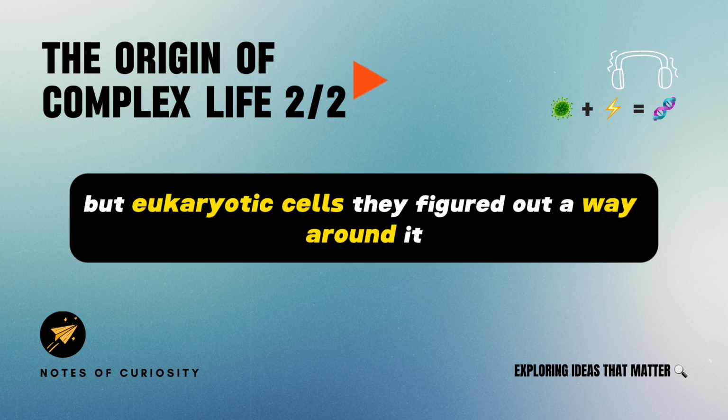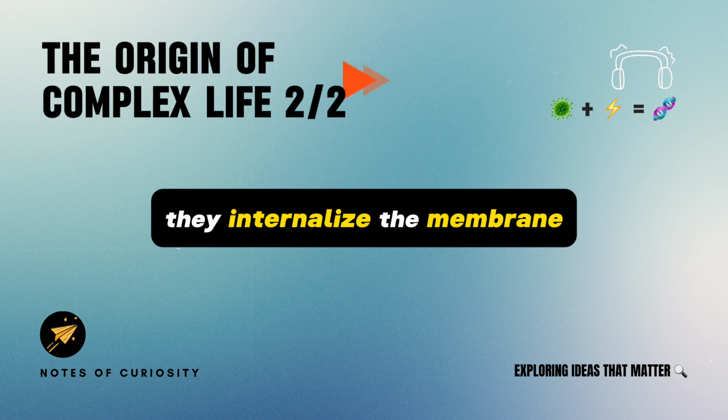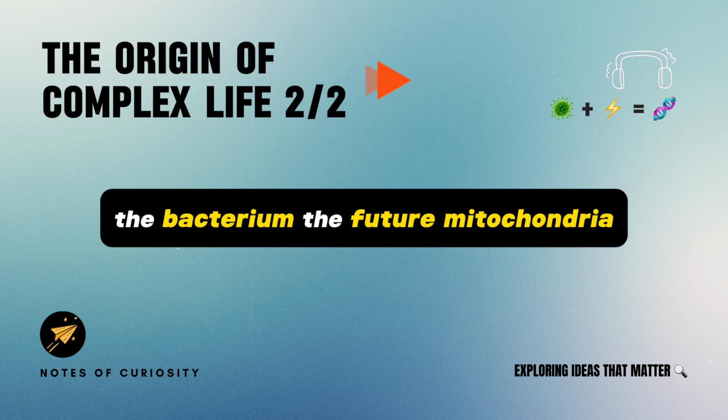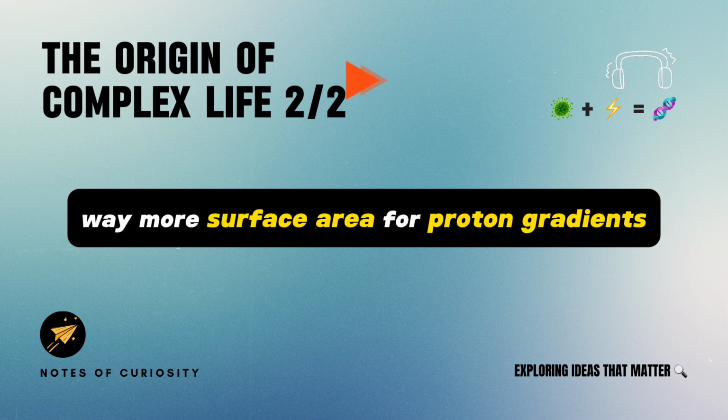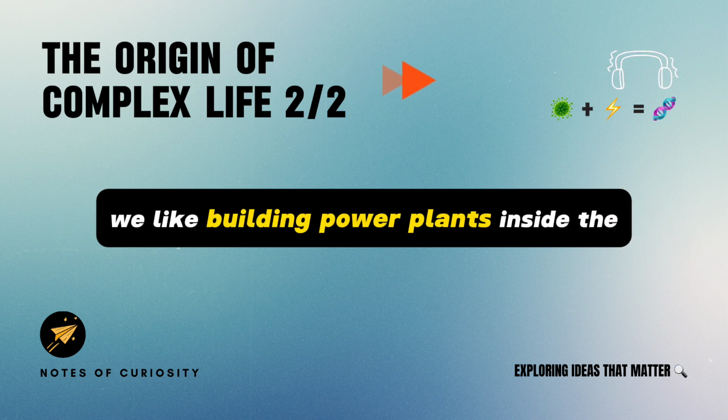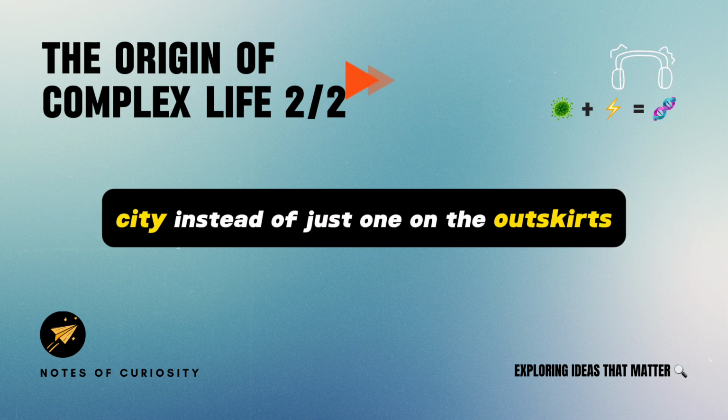But eukaryotic cells, they figured out a way around it. They internalized the membrane. The bacterium, the future mitochondria, brought in a whole new system of membranes, way more surface area for proton gradients. We're like building power plants inside the city instead of just one on the outskirts.